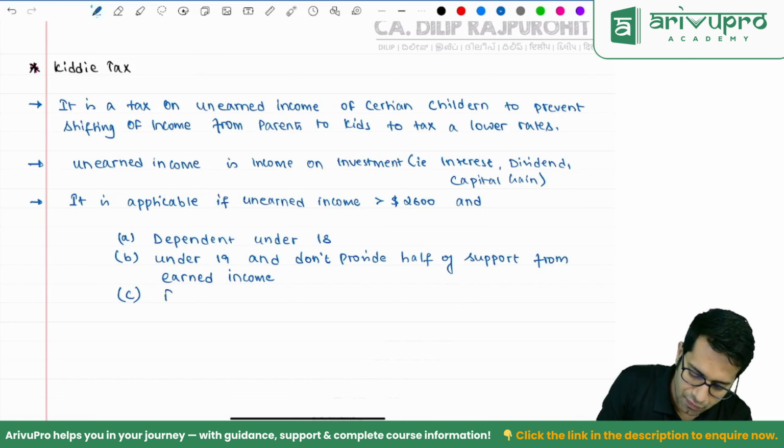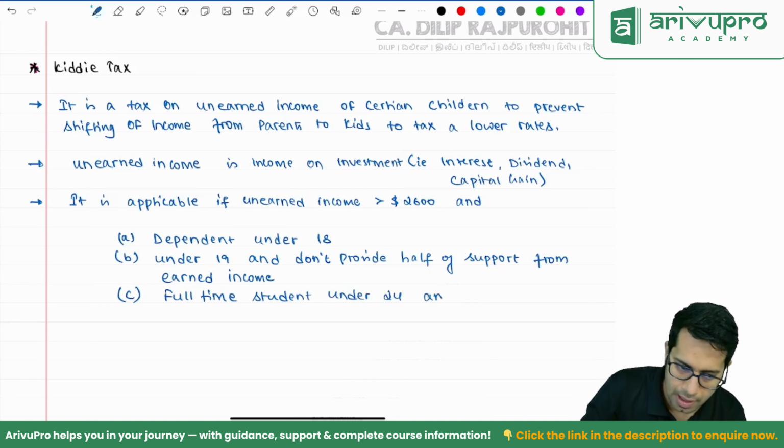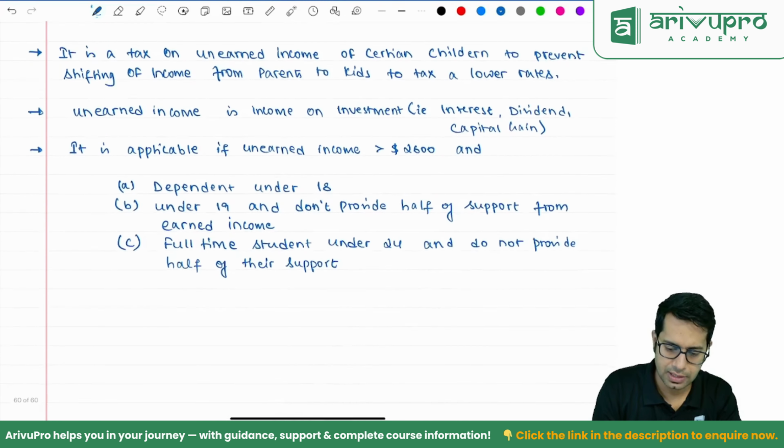And if the child is a full-time student under 24 years and does not provide half of their support, meaning they are not able to provide more than half of their support. Either they are not providing at all or not providing more than half of their support.